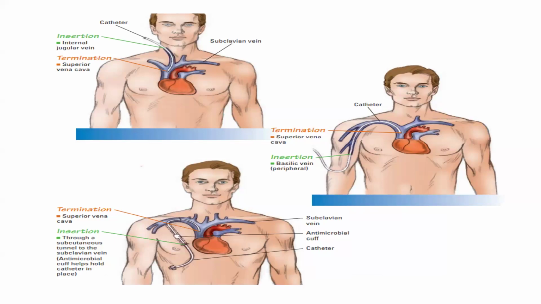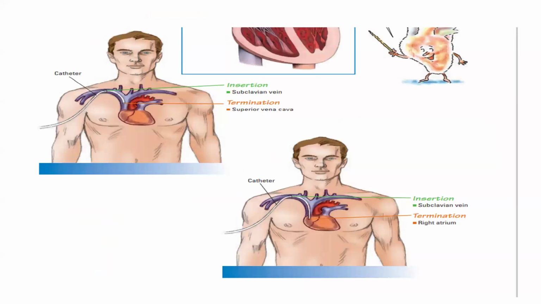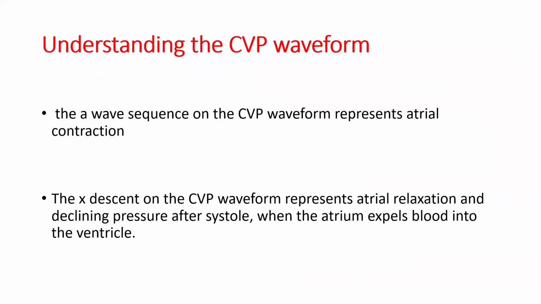So this is a different representation of our central line. In the first picture, the central line is inserted into the internal jugular vein. In the second picture, the central line is inserted into the subclavian vein through a subcutaneous tunnel. And in the third picture, the central line is inserted into the basilic vein. So when the central line is inserted into the subclavian vein, it terminates in the superior vena cava, as we can see in this picture.